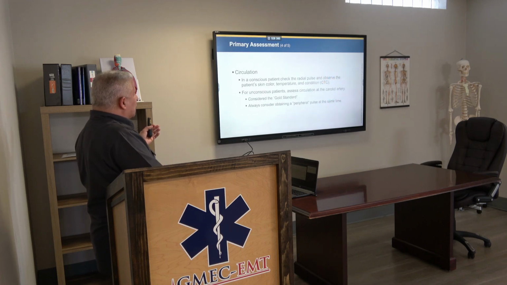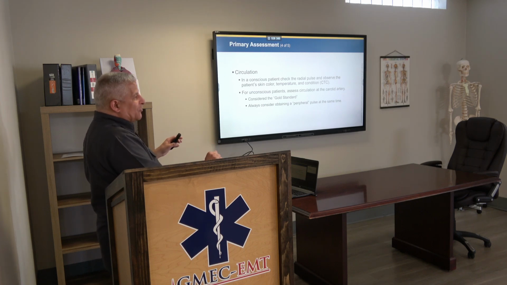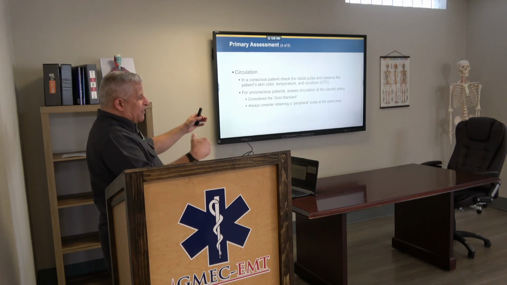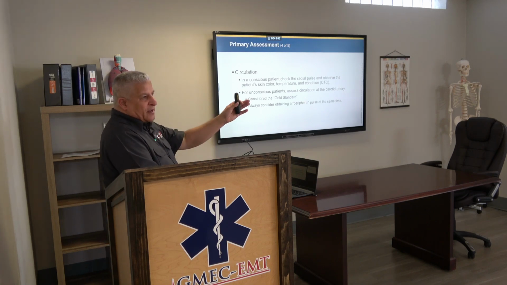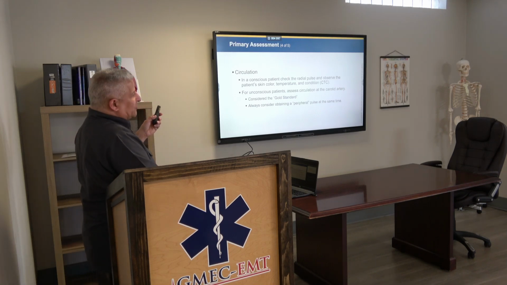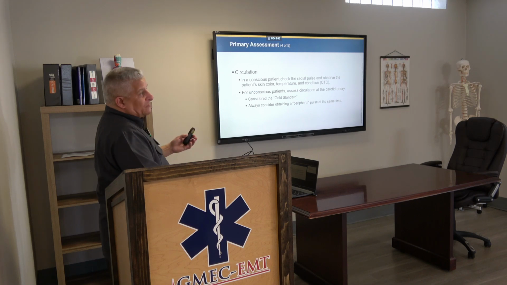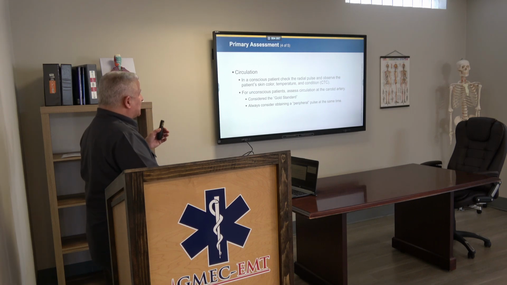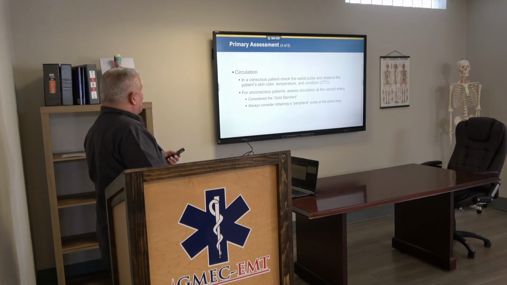Okay, circulation in the conscious patient, we're going to check their radial pulse, because by checking the radial pulse in the conscious patient, you have that personal space when you're entering, instead of just going to their neck and checking the carotid pulse. We're also going to check their skin condition, or skin vitals. We're going to be checking color, temperature, and condition.